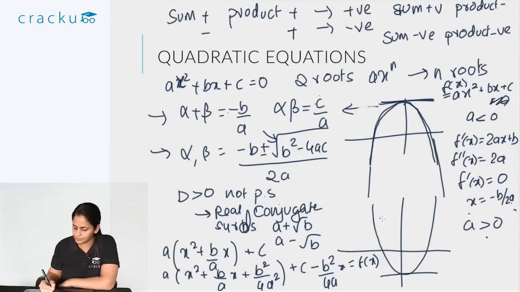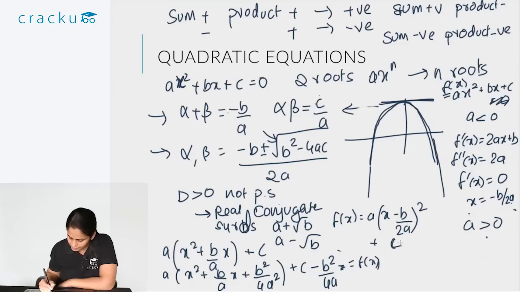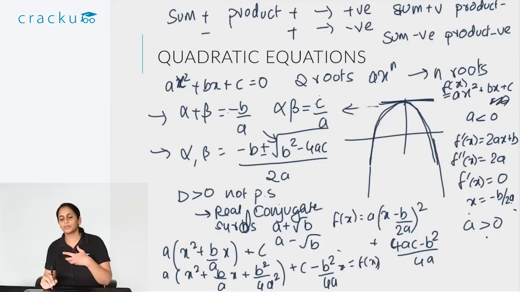So I can write f of x as, I'll just clear up some space over here. So this is essentially a times x plus b by 2a the whole square plus 4ac minus b square by 4a. So the minima will occur when clearly this part becomes 0, because this is a perfect square, and if x is a real number, then the minimum value of this function will occur when this part becomes 0, because the minimum value of a perfect square is 0, otherwise it will always be non-negative.